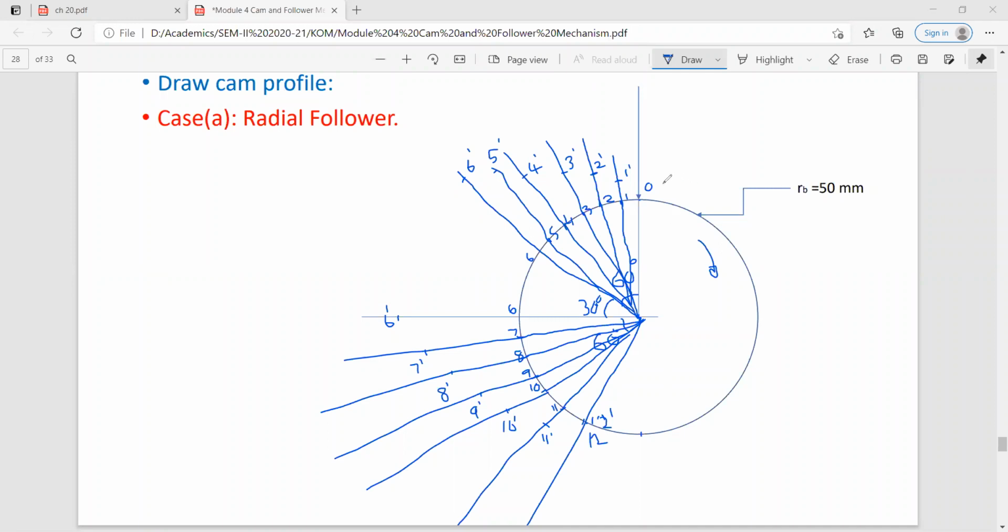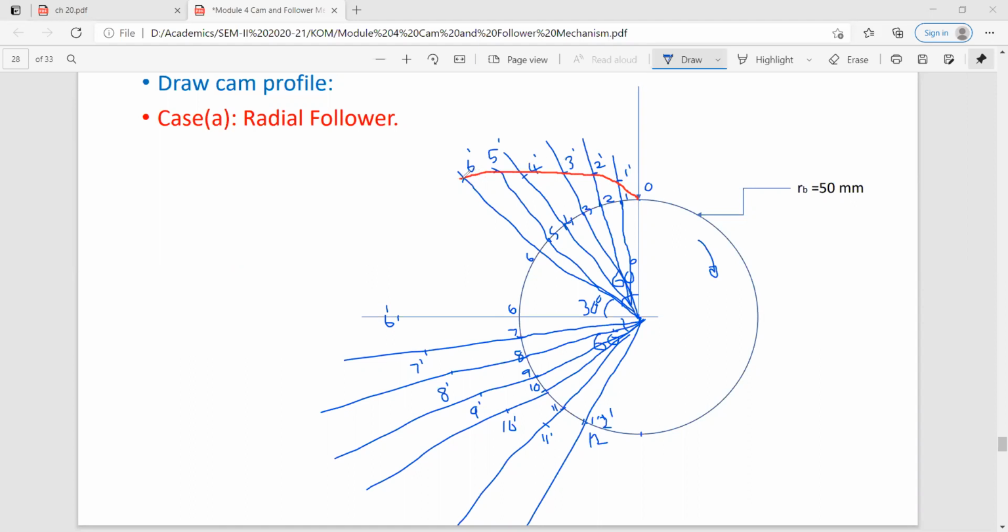So next you have to draw a smooth curve, which is passing through all these dash points, 1 dash, 2 dash, 3 dash, 4 dash, like this. So here you can start from point O, passing through 1, 2, 3. Smoothly you have to join like this.